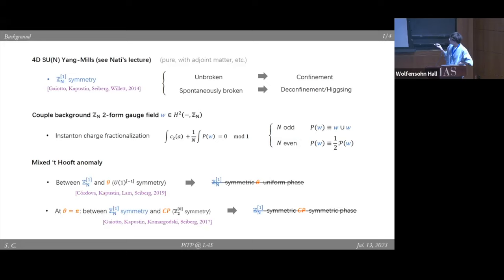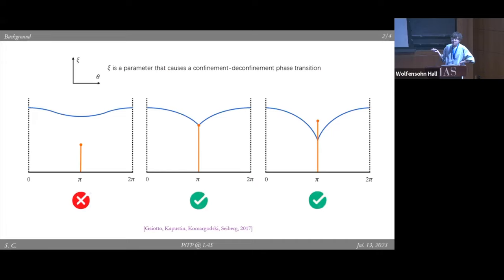Based on these two anomalies, we can try to consider some possible phase diagram of the system. Here, the horizontal axis is theta, and the vertical axis is some psi, which parameterizes a parameter that causes a confinement-deconfinement phase transition. According to the 't Hooft anomaly, the first scenario must be excluded because this region cannot be matched by the 't Hooft anomaly. However, the second and third scenarios are okay. Here the red line represents the first order phase transition related to the CP symmetry breaking, and this blue line corresponds to the confinement to confinement phase transition. And the natural question is, so far we have this constraint on the possible scenarios.